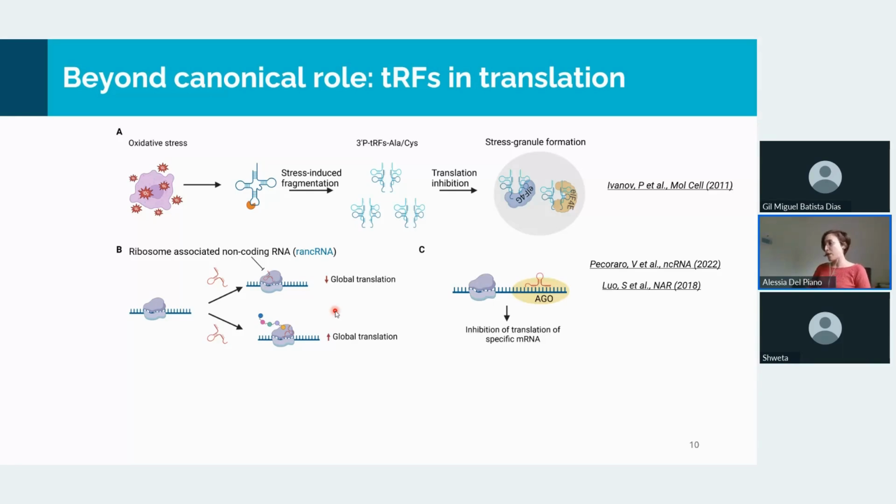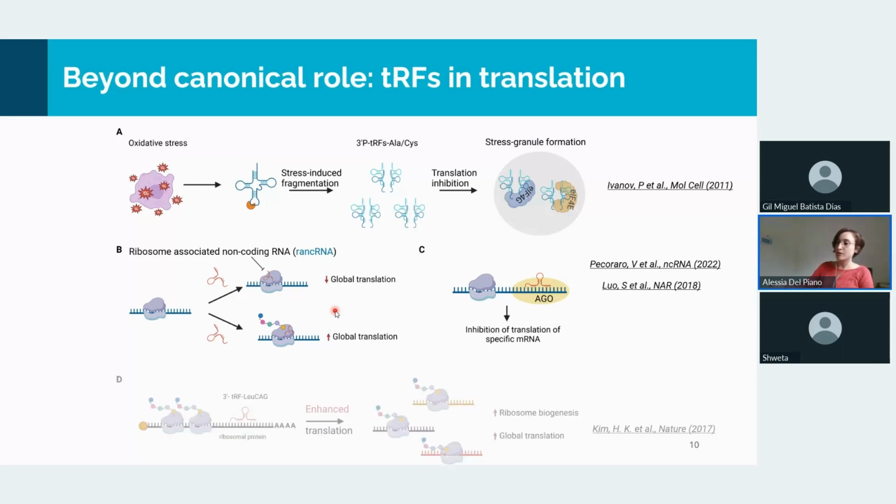There are few reports, I think one report, saying that tRNA fragments may inhibit the translation of a specific mRNA in a miRNA-like mode. While for tRNA fragments from leucine it was described how these tRNA fragments may bind to the 3' UTR of mRNA by unfolding a region within the UTR and enhancing the translation of a ribosomal protein, and so pushing the global translation and ribosome biogenesis.